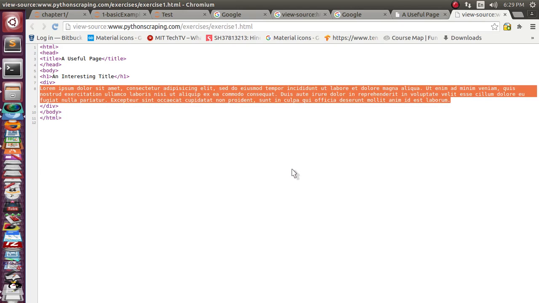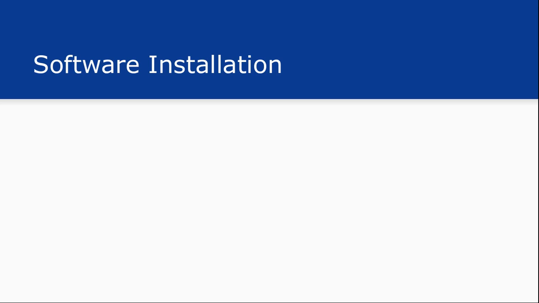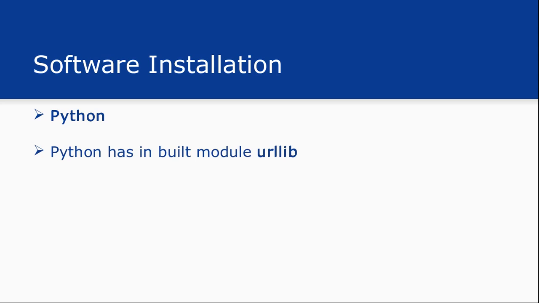Now let us see what software installation is required for this. Generally I use Python. You can install Python, and if you are already working on an Ubuntu or Linux based system, you already have Python. In Python there is a built-in module, urllib, which comes by default inside the Python installation. This package will be used for fetching different web pages.